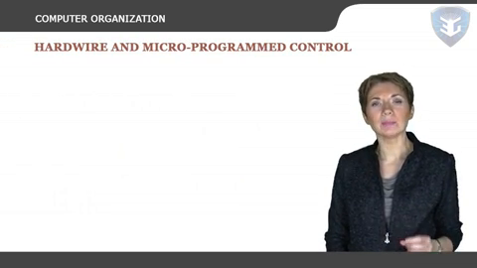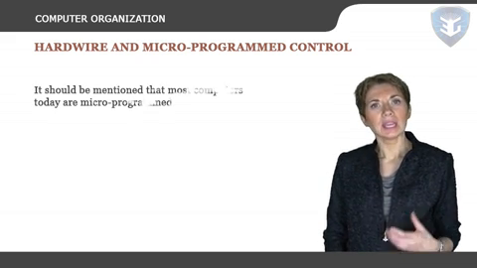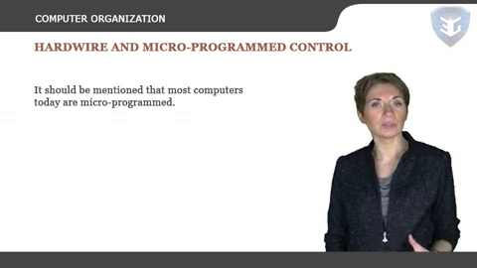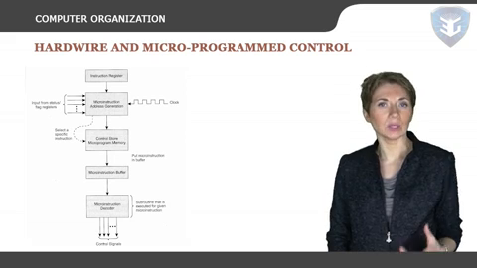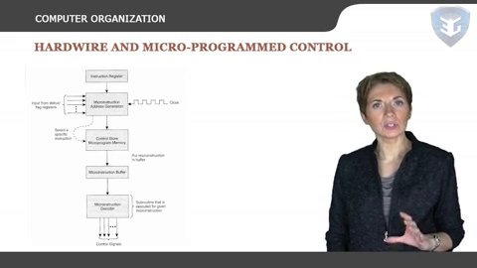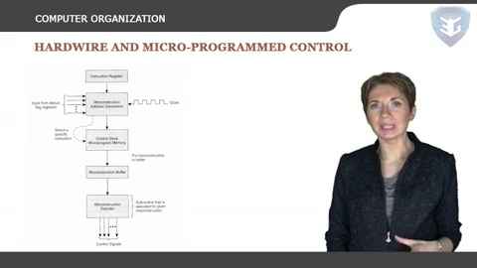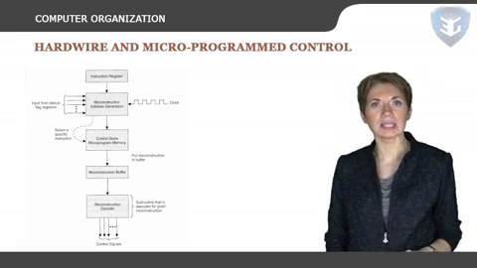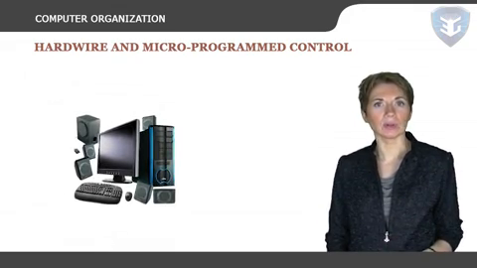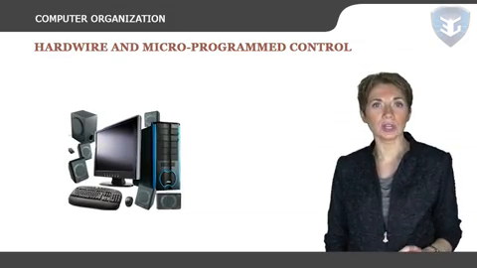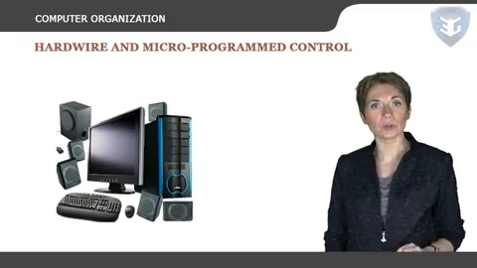Now we will study hardwired and micro-programmed control. It should be mentioned that most computers today are micro-programmed. The reason is basically one of flexibility. Once the control unit of a hardwired computer is designed and built, it is virtually impossible to alter its architecture and instruction set. With a micro-programmed computer, however, one can change the computer's instruction set simply by altering the microprogram stored in its control memory.